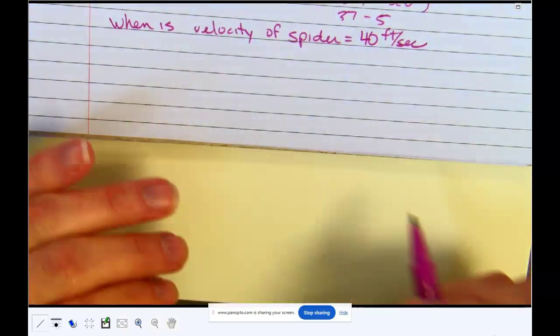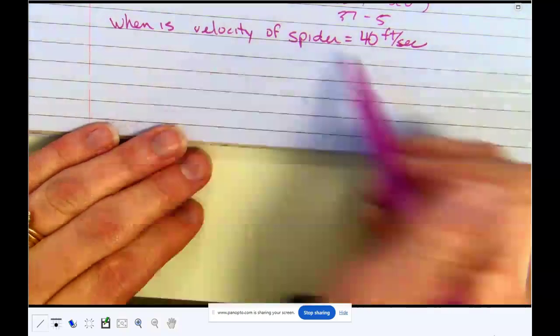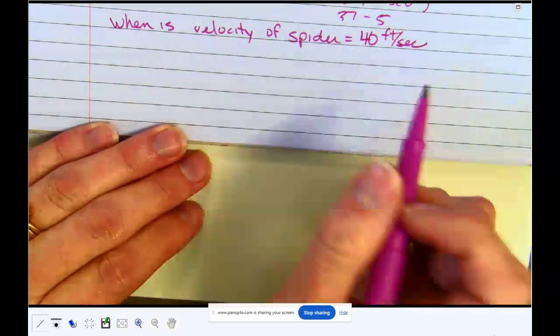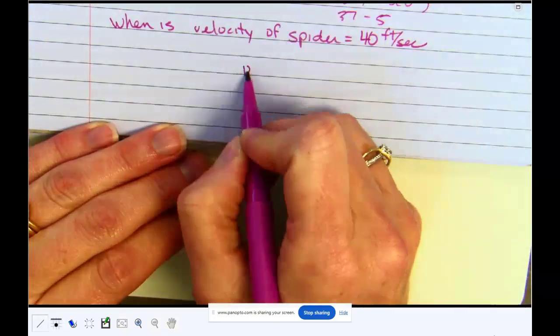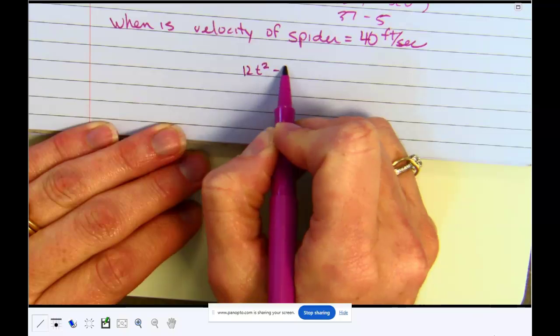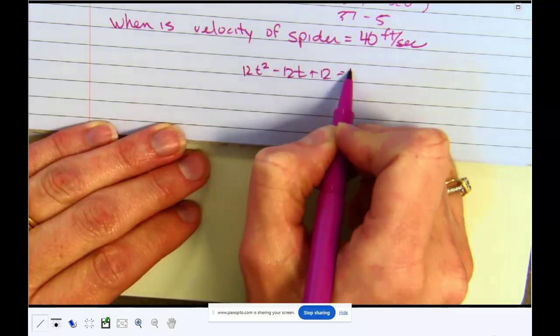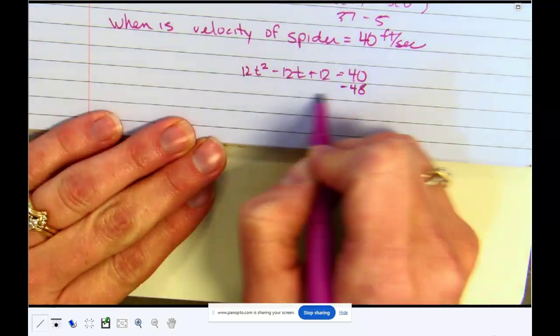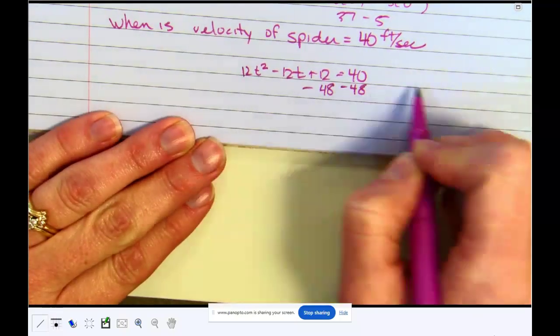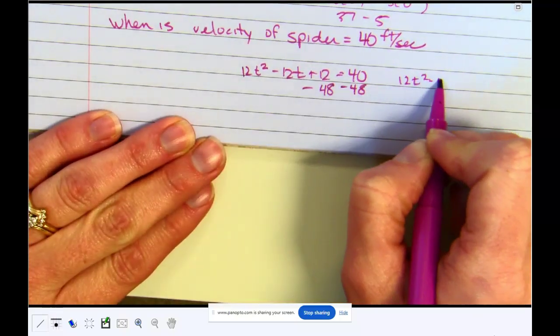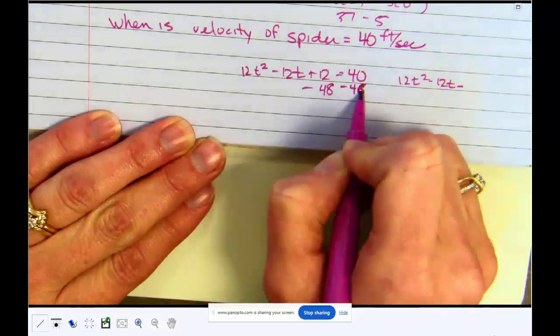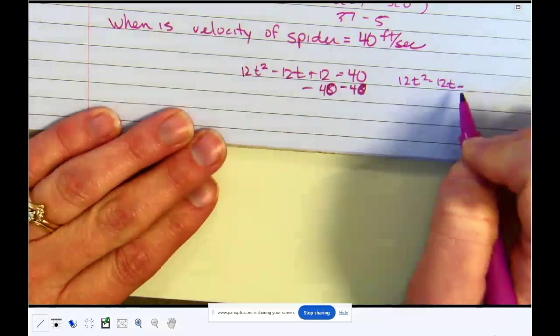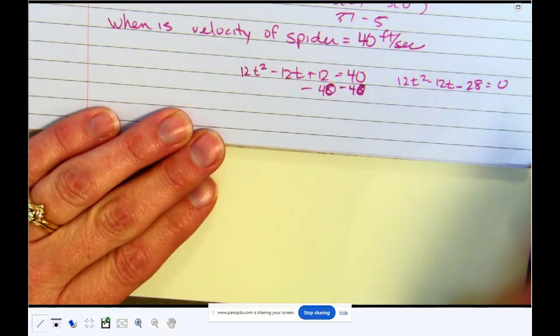Okay, so you guys don't overthink these, right? Velocity: when is the spider's velocity 40 feet per second? You have a velocity equation already, so 12t squared minus 12t plus 12. When is it equal to 40? This has to equal 0 because it's a quadratic, so 12t squared minus 12t minus 28. And then put it in your calculator. What do you get?